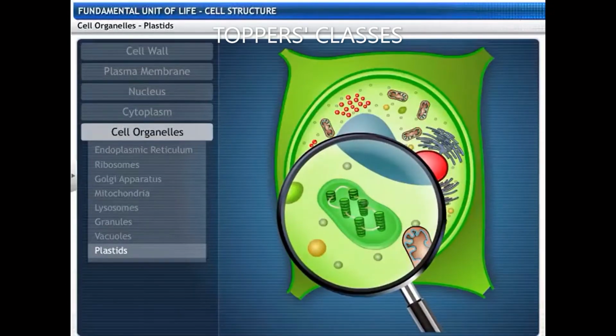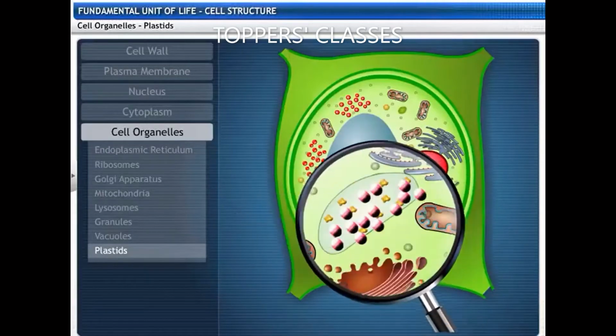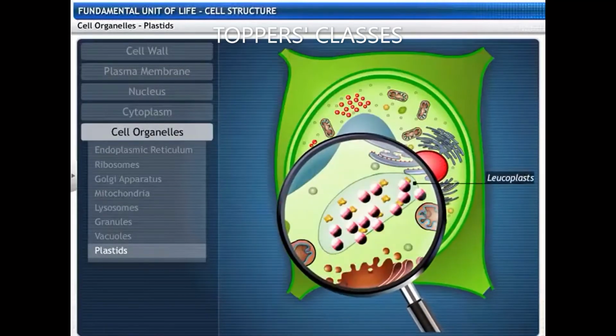Chloroplasts are important for photosynthesis. Chloroplasts have membranous layers called grana in a ground substance called stroma. Leucoplasts store starch, oils, and protein granules.